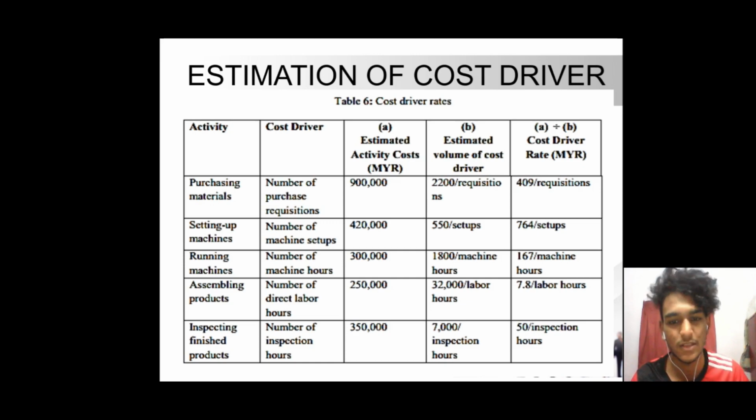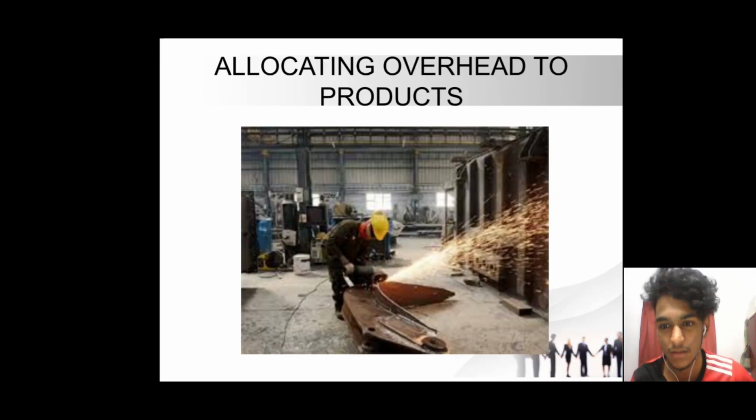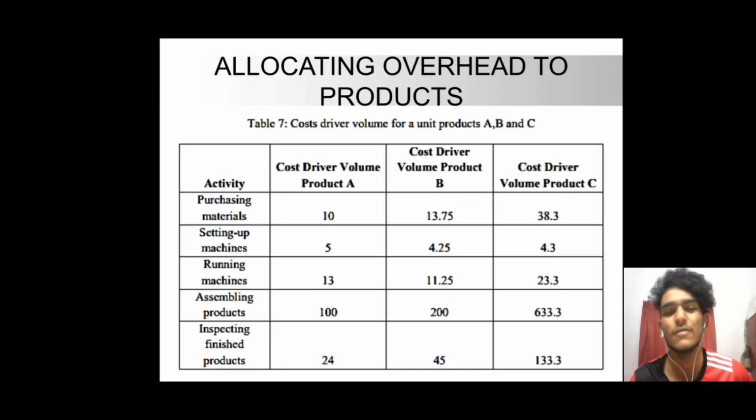50 per inspection hour. After you find the cost driver rates, now we use the cost driver rates to allocate each overhead cost to each product. So go to the next slide, which is the table required for each product A, product B, product C, and this is the cost driver volume for each activity. Now we use all of these values times the cost driver rates. That's how you allocate the overhead by using the cost driver rates and the cost driver volume values.